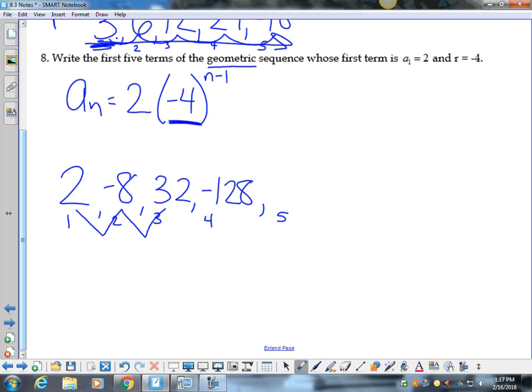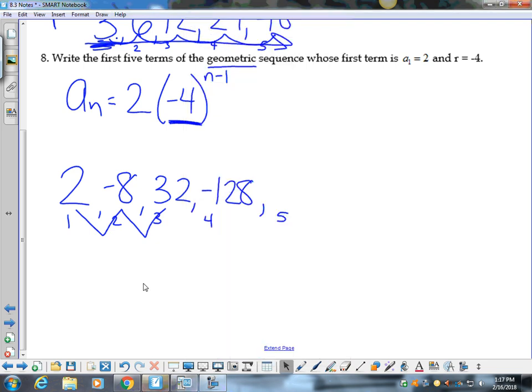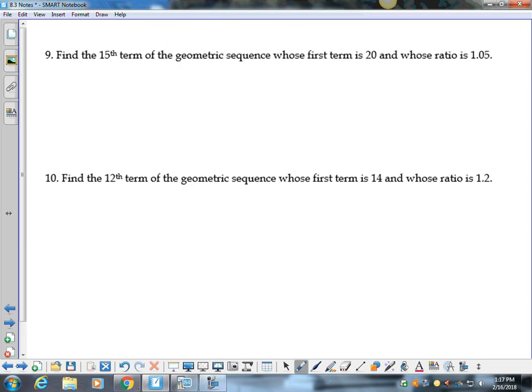And then for 5, 5 minus 1 would be 4. 4 to the 4th is 256 times 2, 512. And it would be positive because that would have been an even power. And again, multiply by negative 4, multiply by negative 4. Okay.